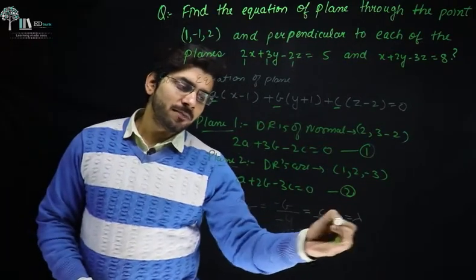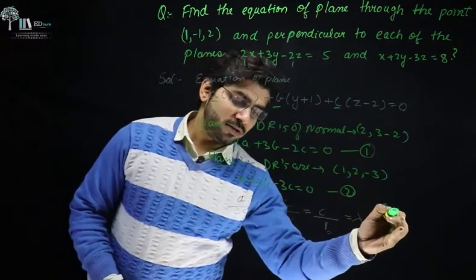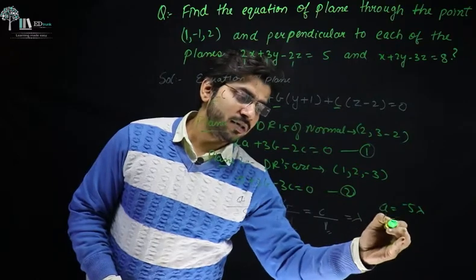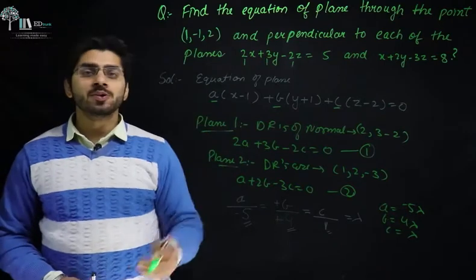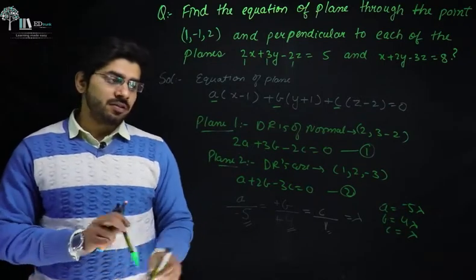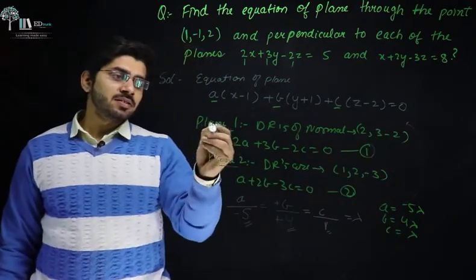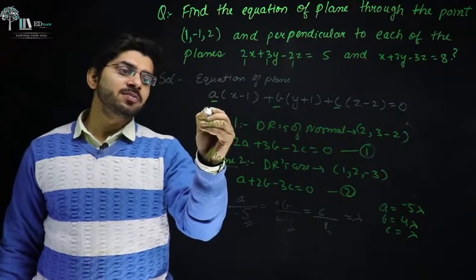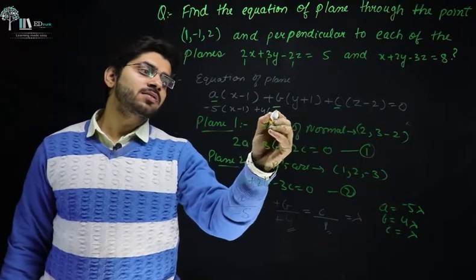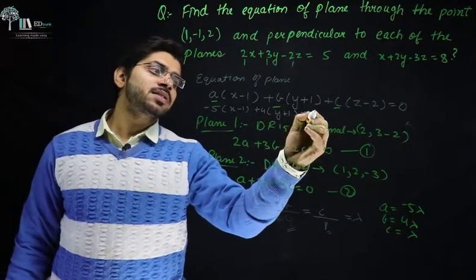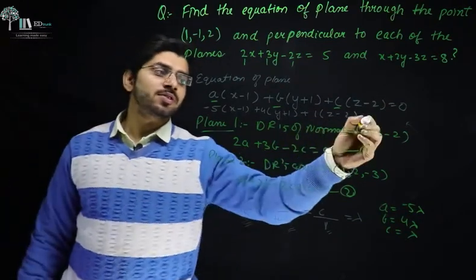We can equate it to lambda and we always get the values of a, b and c. So a will be equal to -5 lambda, b will be equal to 4 lambda and c will be equal to lambda. So if we substitute these values here, we get the equation of the plane. Substituting these values in this equation, in place of a I'll substitute -5 (x minus 1) plus 4 (y plus 1) plus 1 (z minus 2), which is equal to 0.